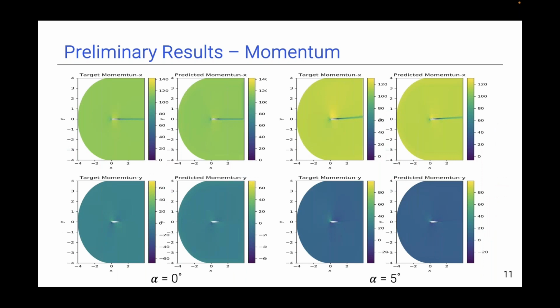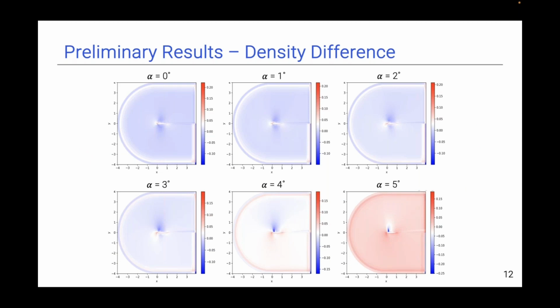Also, we consider the momentum fields in the X and Y directions for 2 different angles of attack. To better assess the differences between the target and the predicted fields of the model, here are the normalized density field differences at a range of angles of attack. And this really highlights the issues that we're facing with the treatment of the boundary conditions. So that's ongoing. But generally, these errors are within roughly 0.15 in all of these cases.